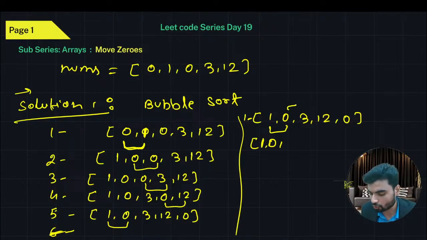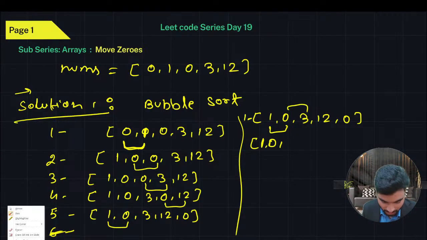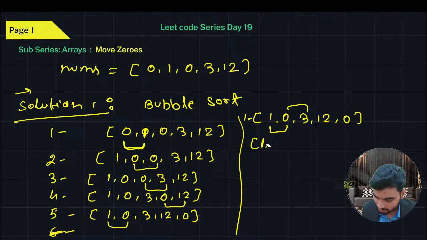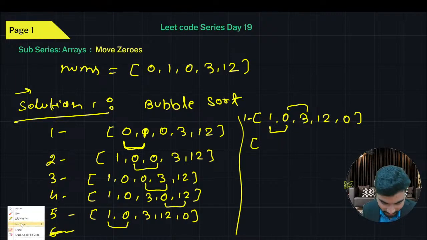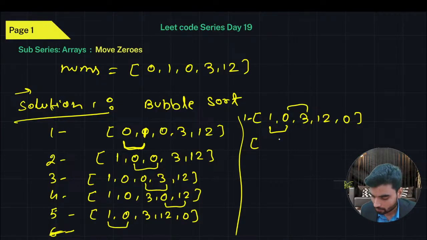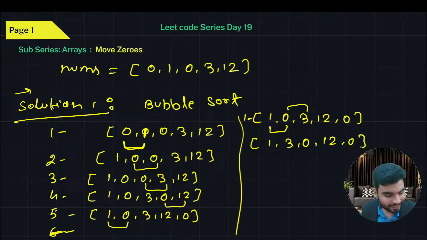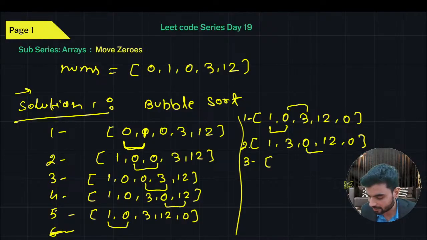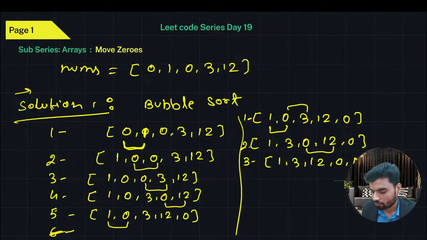For the next step, for 0, 3, you will swap them, right? I'll erase this first. Again, if you have a non-zero element at the right, you swap them. So it will be 1, 3, 0, 12, 0, the idea of bubble sort. Again for the third step, you compare them, and you will have 1, 3, 12, 0, 0. That's how the whole array is now, all the 0s have been moved to the end.